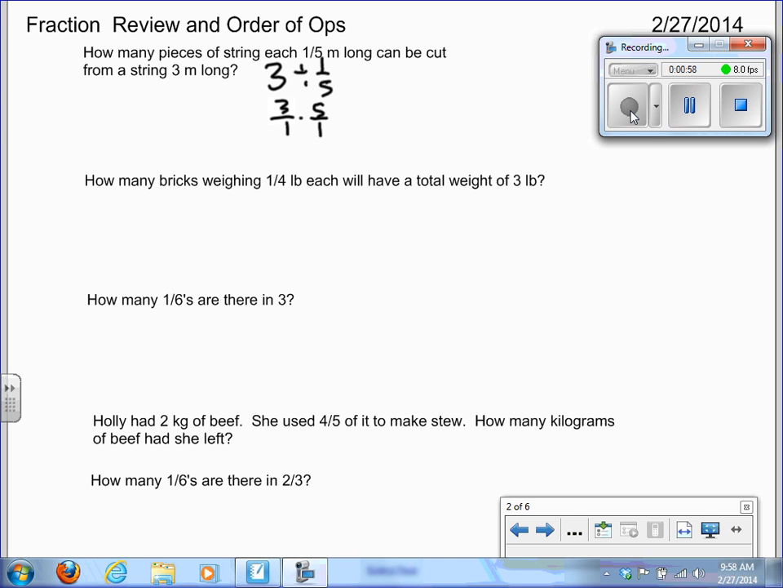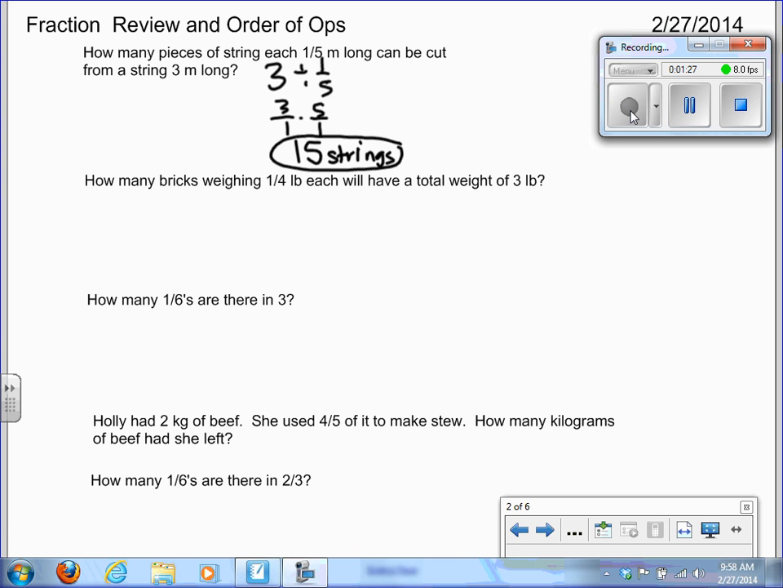5 times 3, kids, is 15 little strings or pieces. Okay? We're not going to write a sentence just to save some time. Good. So we have 3 wholes divided by groups of 1/5. This one says how many bricks weighing 1/4 of a pound each will have a total weight of 3 pounds.